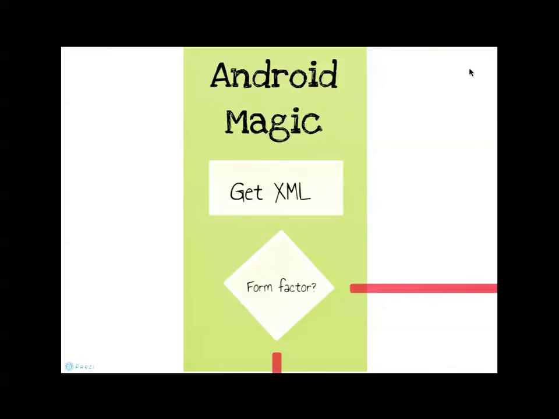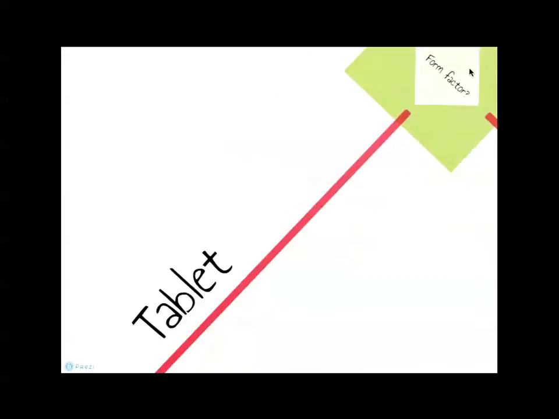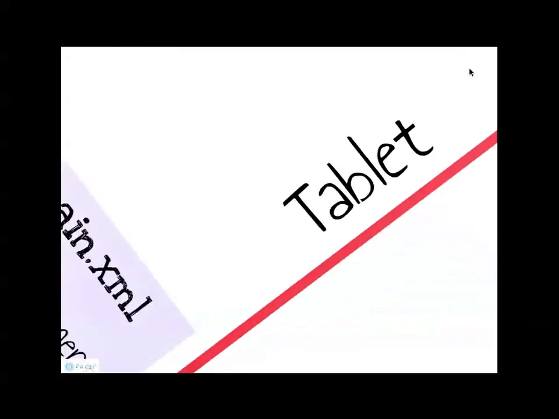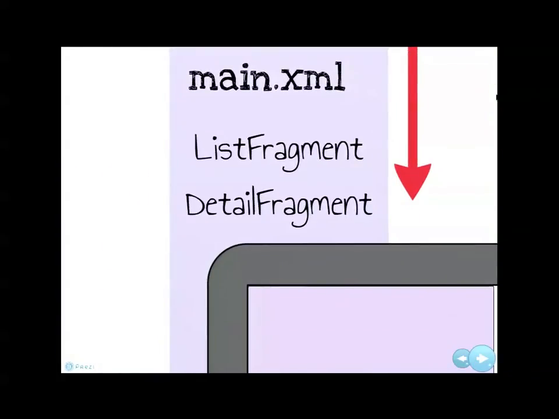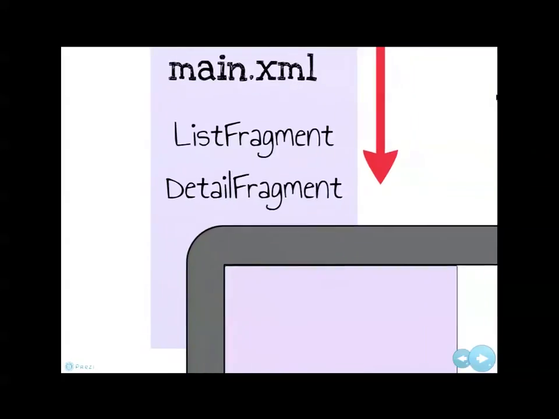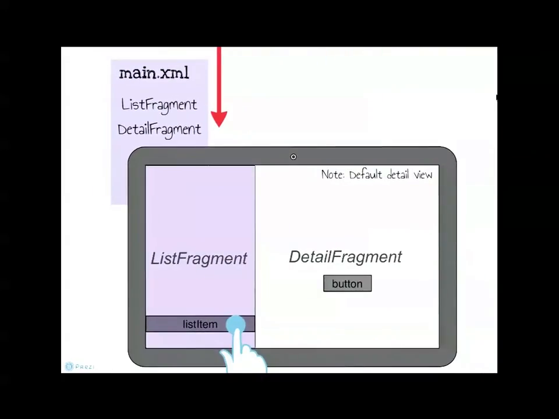And then Android figures out, am I a tablet or am I a phone? So we're going to go tablets. So the XML looks something like this. It says there's 2 different fragments in here, a list fragment and a detail fragment. We're just showing the default view here. And let's see, let's click on the list item.